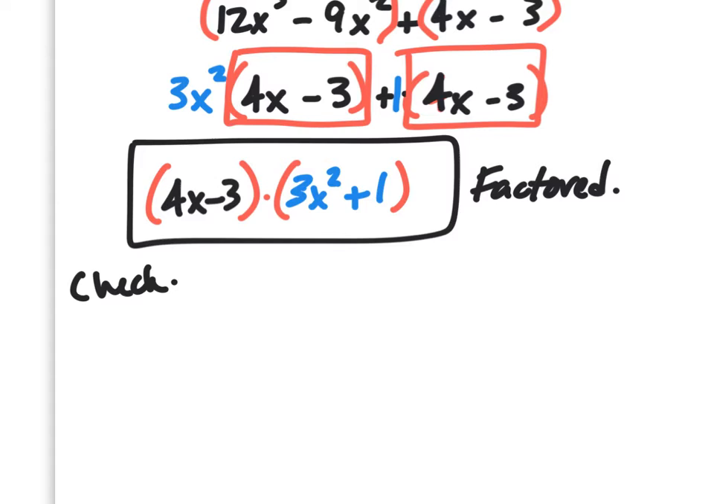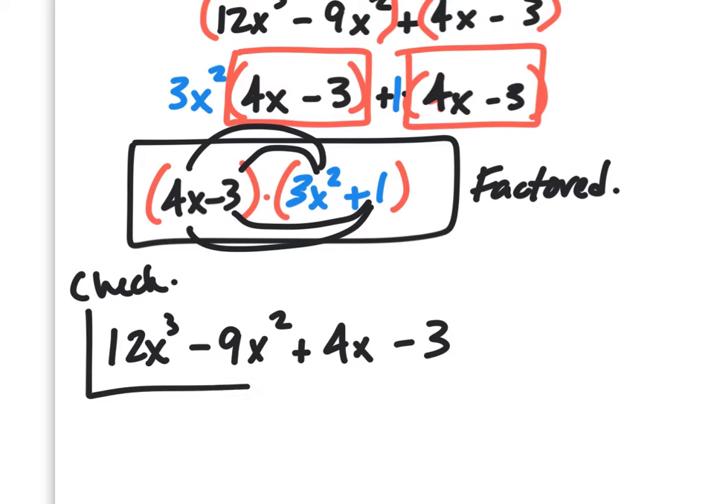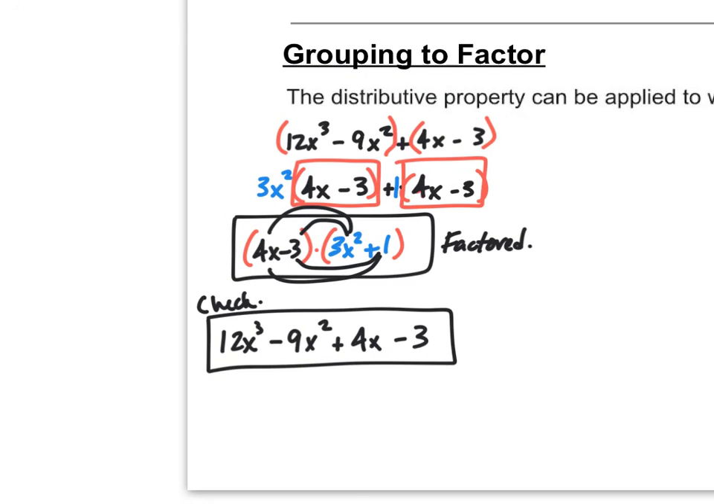If I take 3x squared times 4x, that's going to give me 12x cubed. If I take 3x squared times negative 3, that's going to be minus 9x squared. If I take 1 times 4x, that's going to give me positive 4x. And if I take 1 times negative 3, it's going to give me a minus 3. Okay, and this is what we started with, all right? So we have to be able to go from one to the other. This is kind of tricky, but it just takes time and some practice.